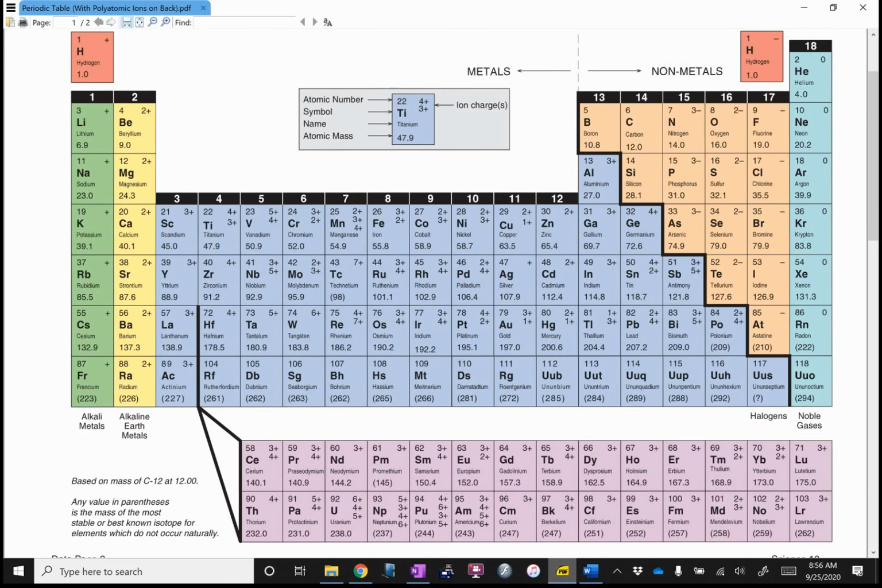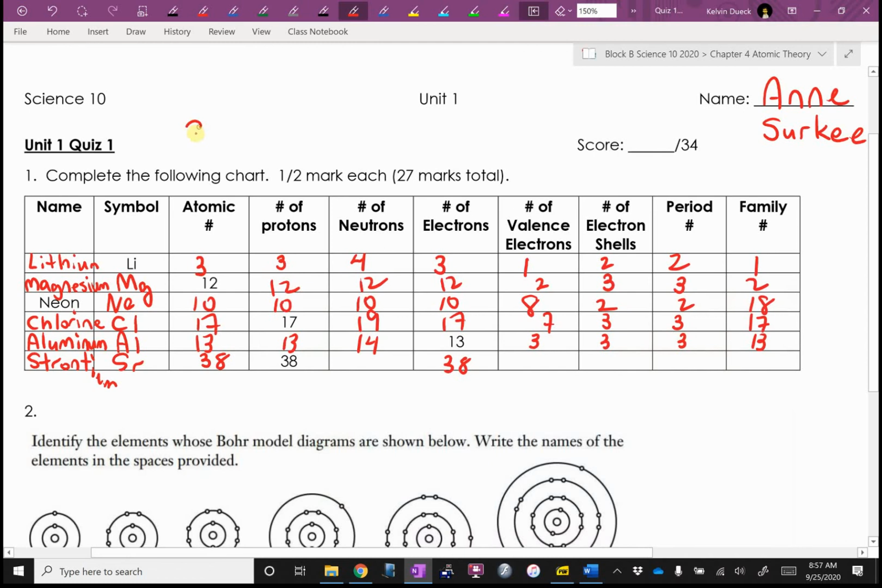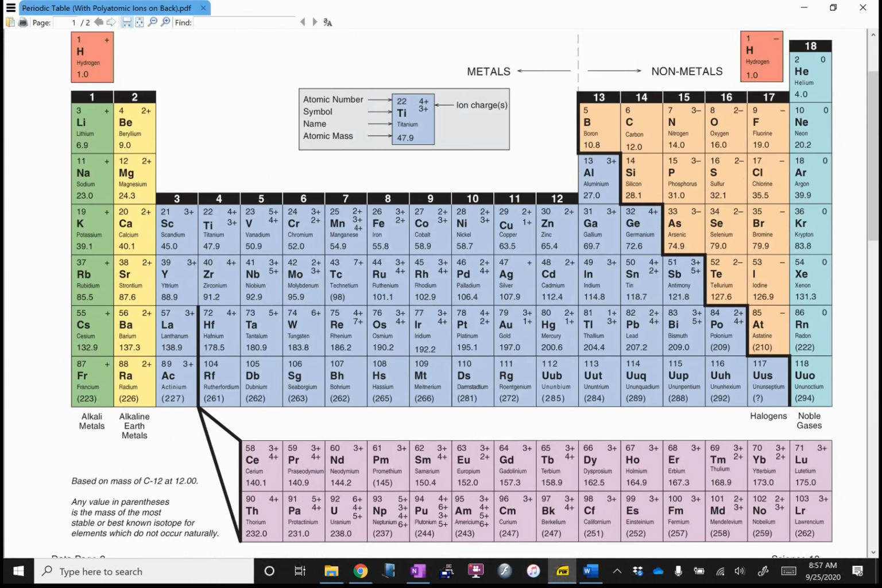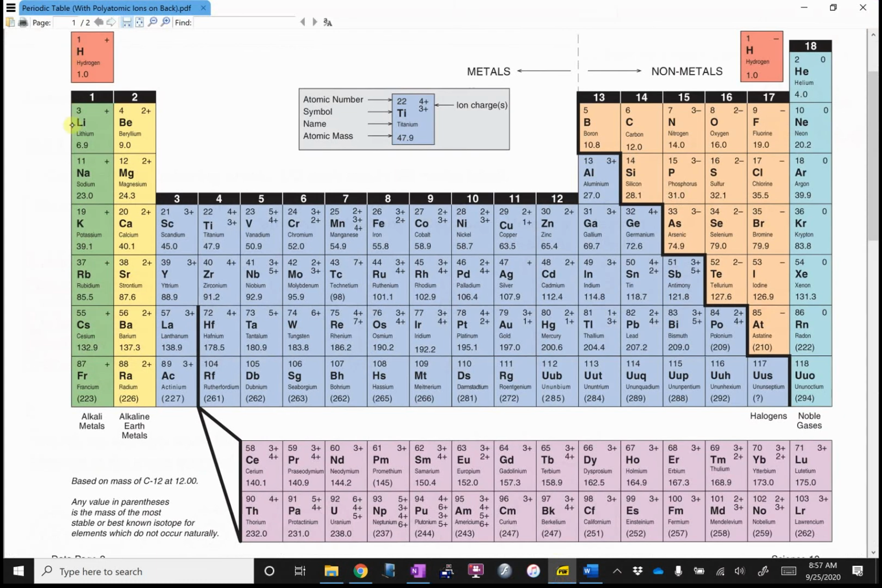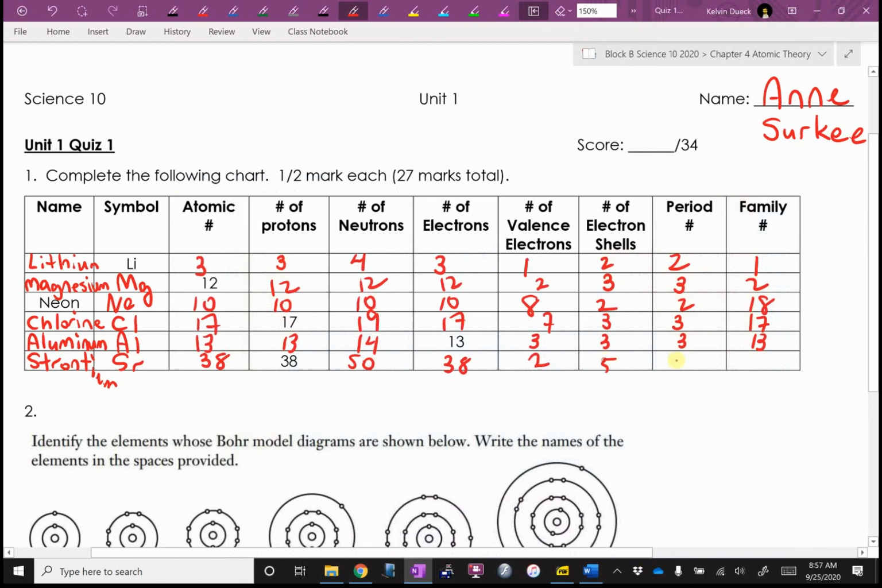Strontium, element 38, has a mass of 87.6. Sarah Ashley, what would 87.6 round off to if we round it off properly? 88, you say. There you go. So it's going to be 88, take away 38. Oh, that I can do in my head. 50 even, yeah? Number of valence electrons, 2. Number of electron shells, no idea. 1, 2, 3, 4. So this one has 5 electron shells. So it's in the 5th period, and it's in family number 2.